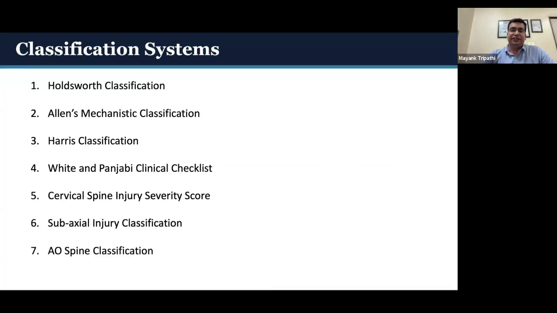So various classification systems have been proposed for classifying the injuries. I would just briefly touch the first five because they have only historical significance. The main classification systems we routinely use are the subaxial injury classification and the AO spine classification system.